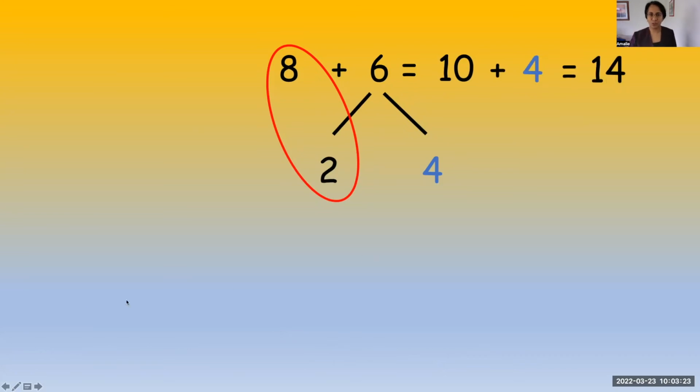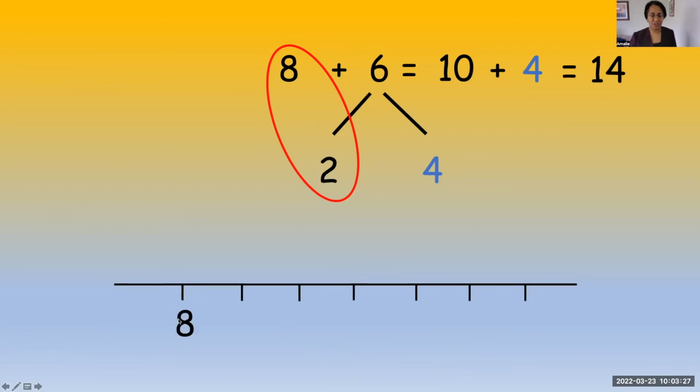How does this look on the number line? Well, we start with the 8. We say, what do we have to add to 8 to get to 10? The answer is 2. Then we've got 4 left over, and we add the 4, and 10 plus 4 equals 14.